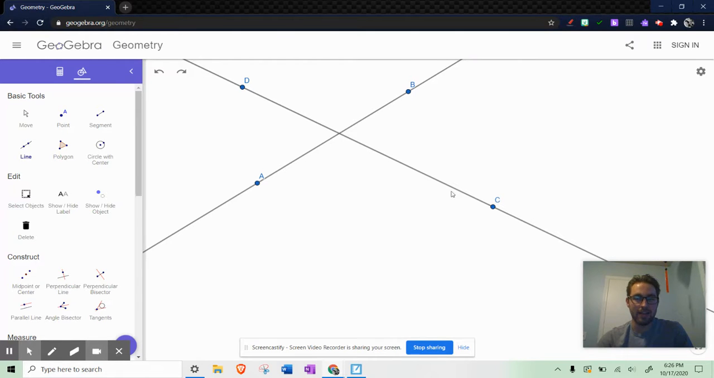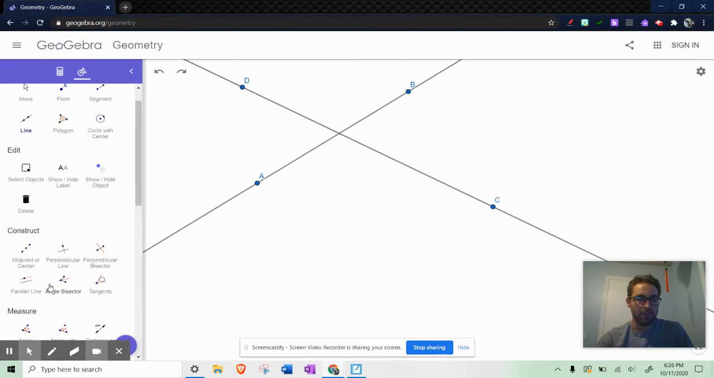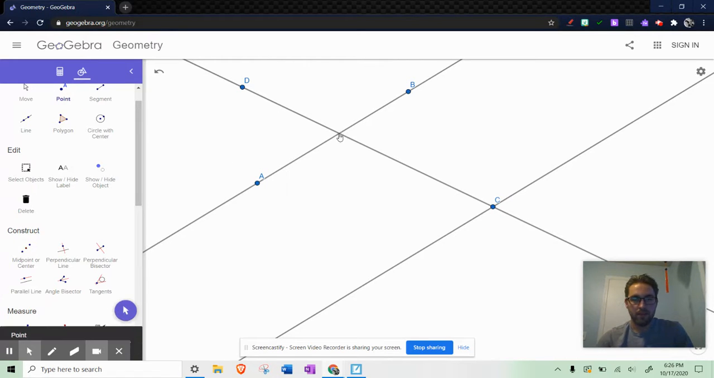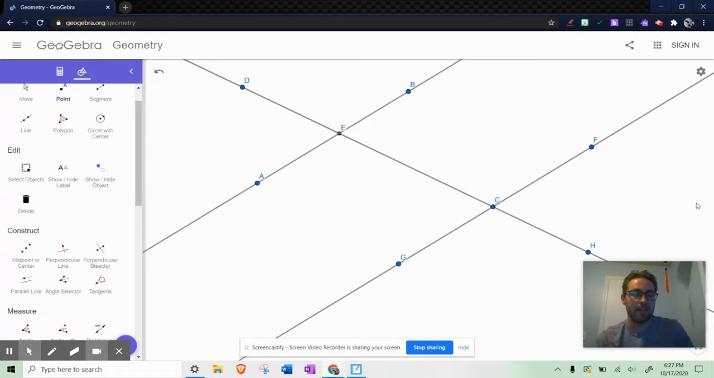So I have that line AB. I put that point C there, and then I'm going to use my parallel line tool to have a line that is parallel to that one. It's going to go through right there. And as always, I'm going to put points on my diagram. So then I have everything labeled as I need to.